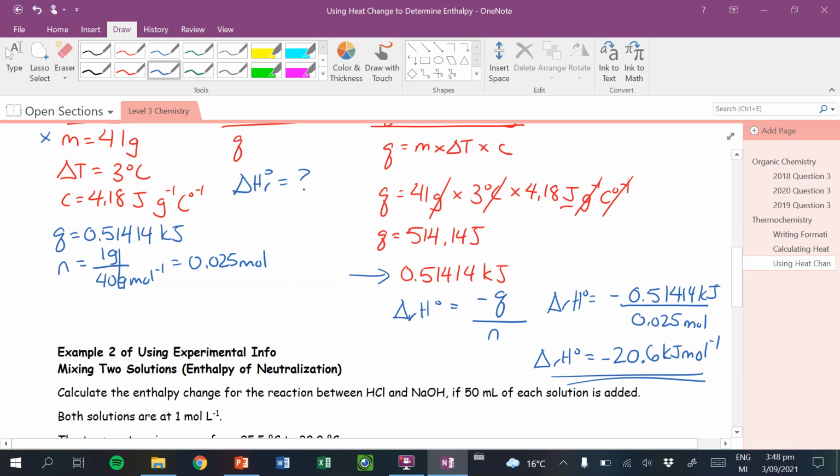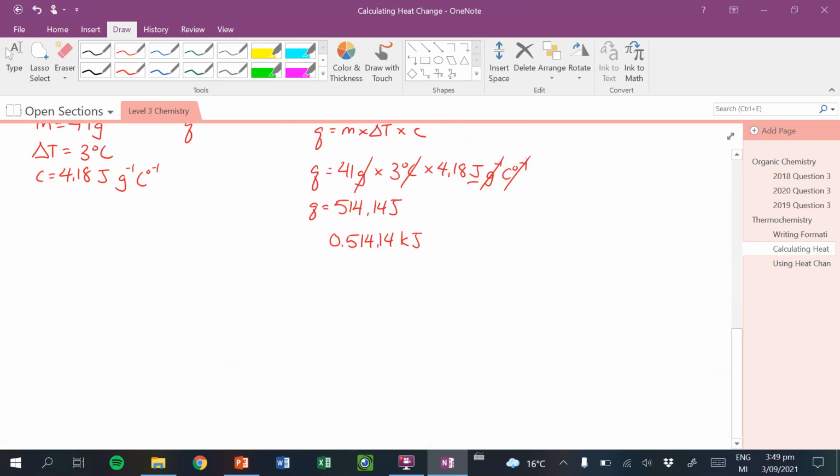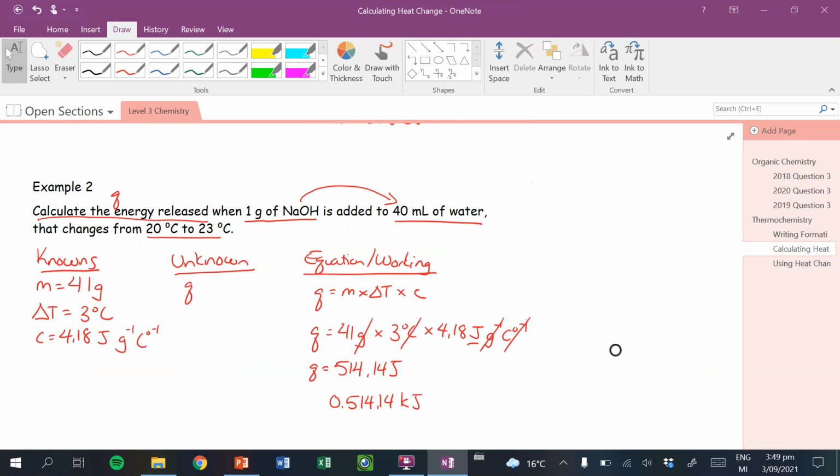Some things to just double check, just to make sure you're right. We see that this is a negative number, so that tells me it's exothermic. And when I look back at the question from yesterday, it was saying that the temperature changing is going from 20 to 23. So that is an increase in temperature.